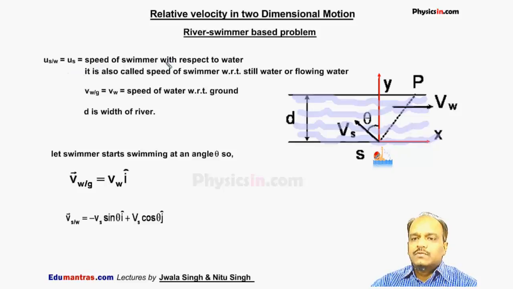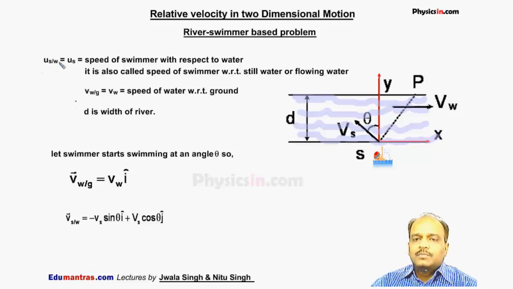This is the speed of the swimmer with respect to water. It is also called the speed of the swimmer with respect to still water. The speed of swimmer with respect to water means the speed with respect to flowing water or still water. It means the same thing. Whether the water is flowing or stationary is irrelevant.